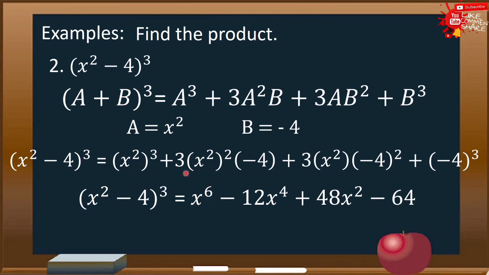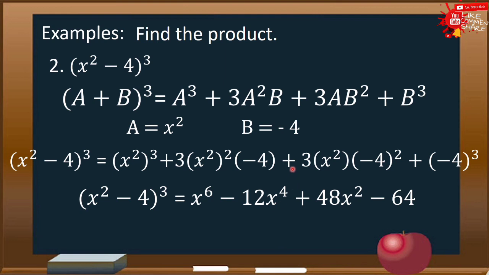Then here, unahin muna natin yung may exponent because this is multiplication. And multiplication is commutative. So what is the square of x squared? So ibig sabihin yan, x squared times x squared. So it is equal to x raised to 4. X raised to 4 times 3 is 3x raised to 4. Then positive 3x raised to 4 times negative 4. So it is equal to negative 12x raised to 4.